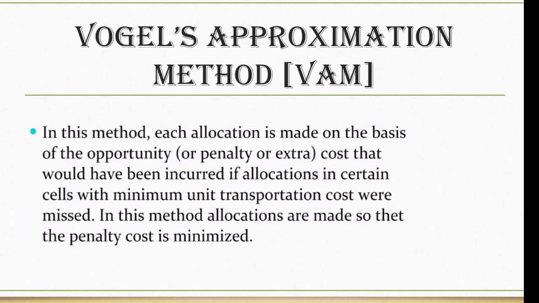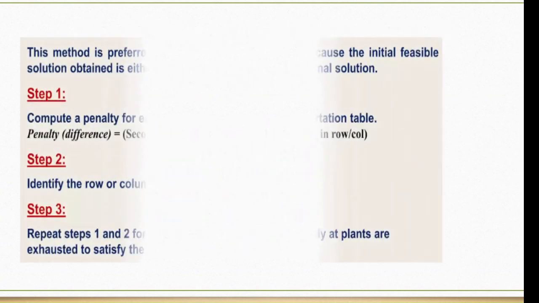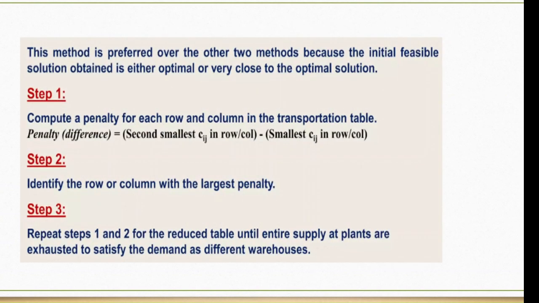It is also known as the unit penalty cost method, and the steps that we have to follow are as follows. It is preferred over the previous two methods because the initial feasible solution that is obtained is either optimal or very close to the optimal solution. So that's why we always prefer the VAM method. It is also called the VAM method.